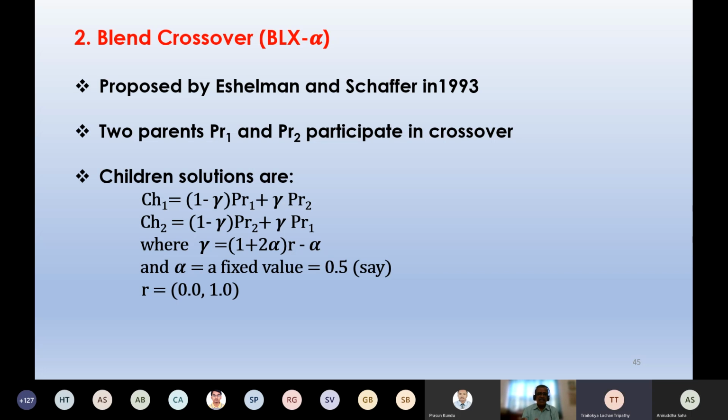Okay. Generally, we consider the difference. We always consider the difference. We do not compare child 1 and parent 1, that type of thing. We always try to concentrate on the difference.